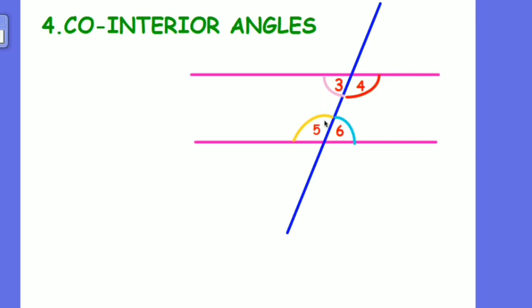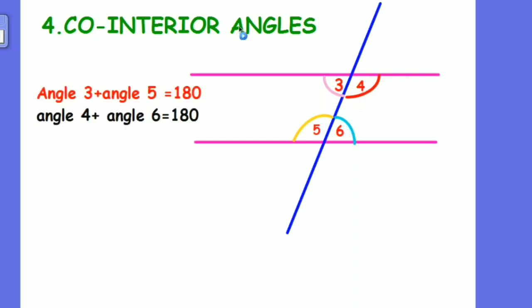Angle 3 plus angle 5 equals 180, or angle 4 plus angle 6 also equals 180. That means this is the rule: angle 3 plus angle 5 is equal to 180, and angle 4 plus angle 6 equals 180.